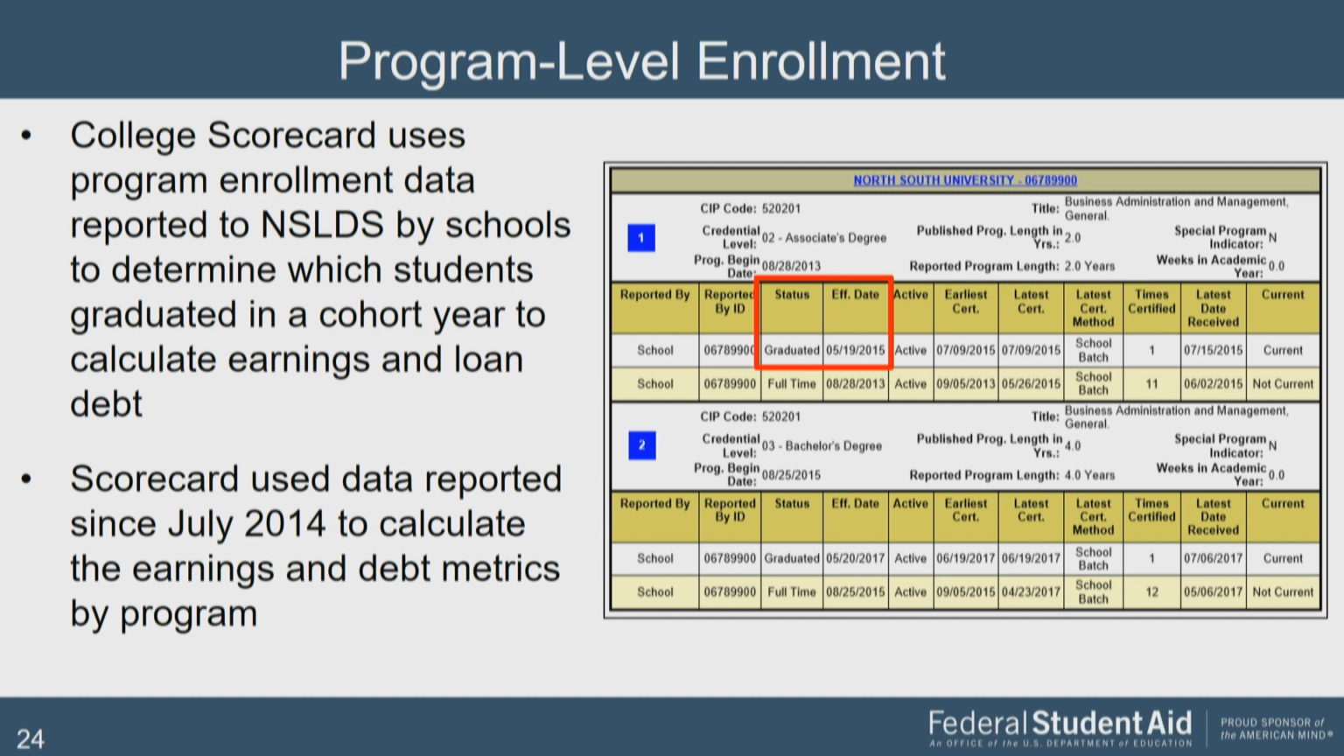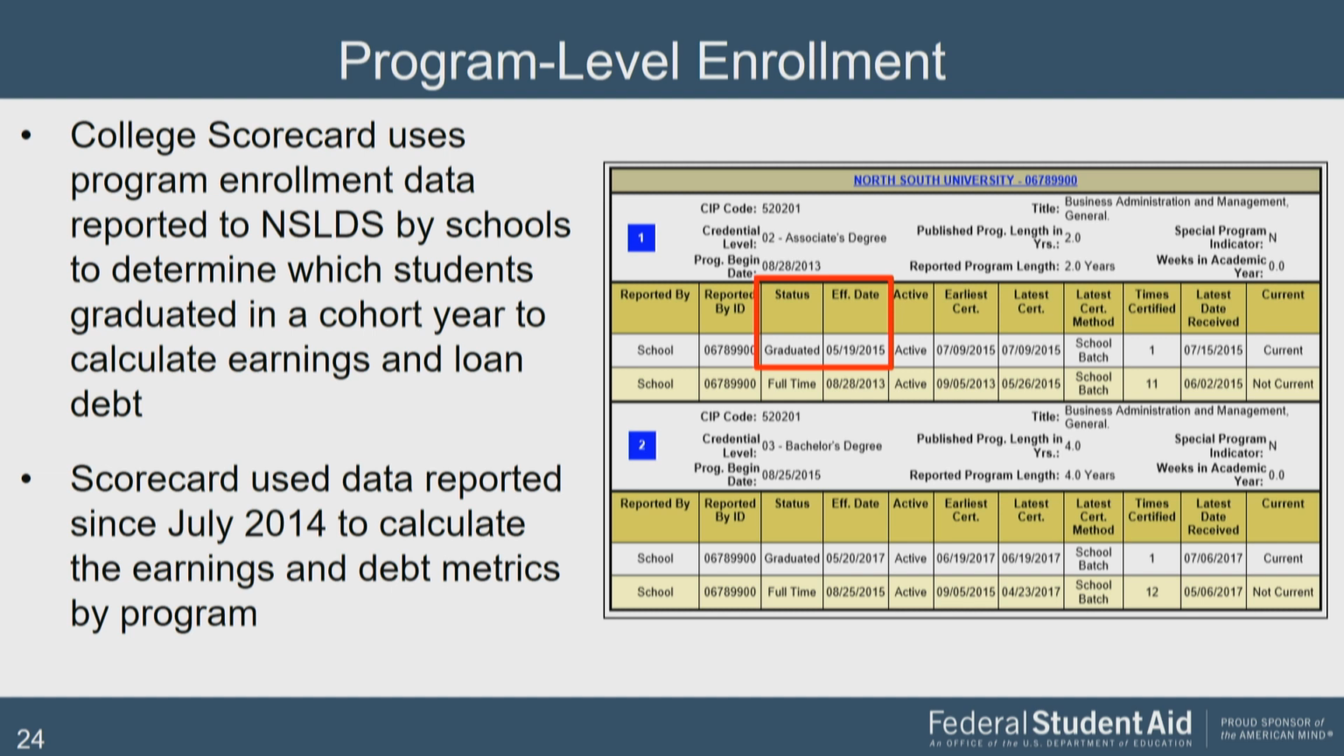So one big question you might be asking is, how can I tell which of my students are going to be placed into a given cohort for one of our programs? And the answer is enrollment, enrollment, enrollment. We're looking particularly at the program level enrollment data. What you see here is one of the NSLDS data screens for program level enrollment. College Scorecard gets the earnings and loan debt information based on your program enrollment data that you all report to NSLDS, and it determines from that which students graduated within a given cohort year period, and that's how we start to form our buckets, which show up in the College Scorecard.